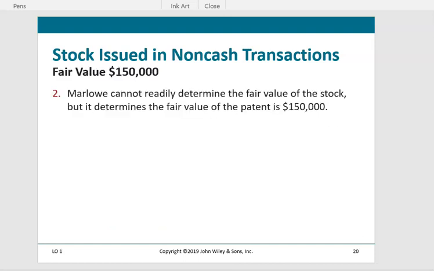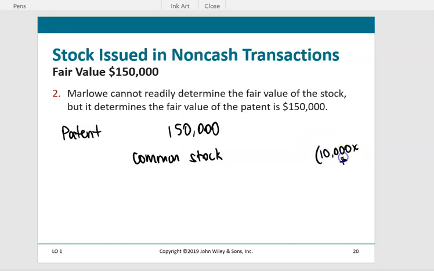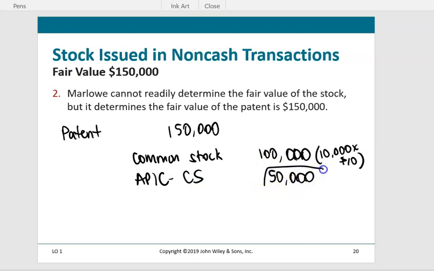Let's take a look at another situation. Marlowe cannot readily determine the fair value of the stock, but it determines the fair value of the patent is $150,000. Well, what do you think is going to happen here? We don't know the stock, but we do know the patent, so we record the patent at its fair value, $150,000. We record the common stock at its par value. We do know that. We have 10,000 shares at a $10 par value per share, $100,000, and then we record any difference into the account additional paid-in capital common stock. And that's just the difference between the patent's fair value and the par value of the common stock.